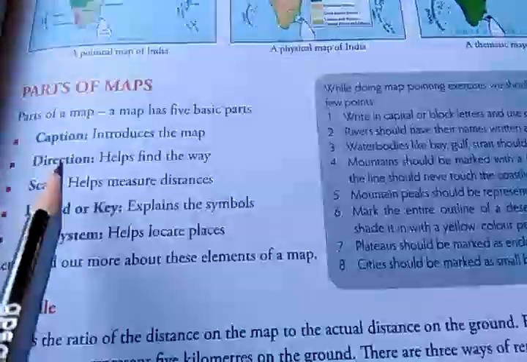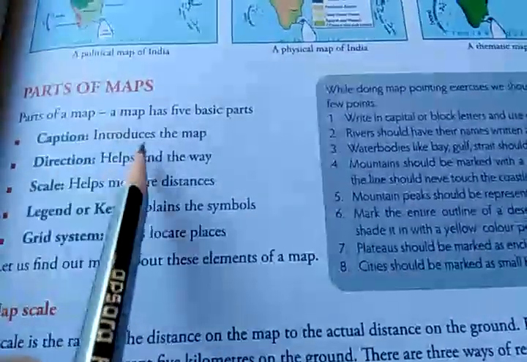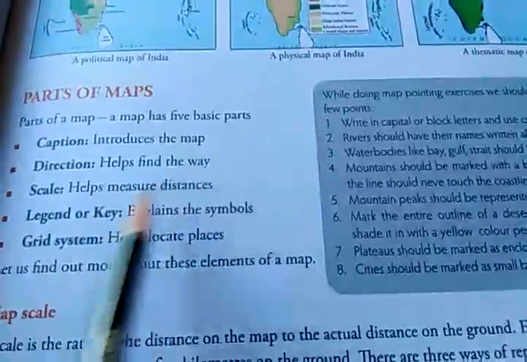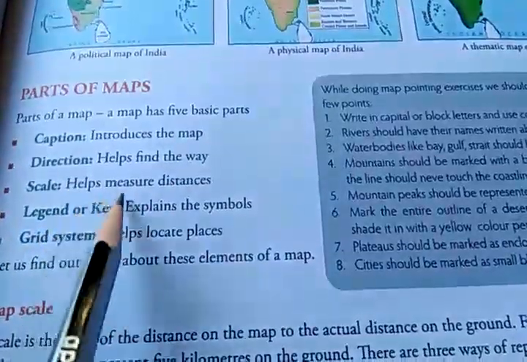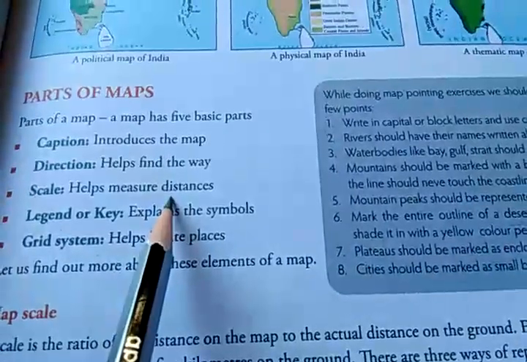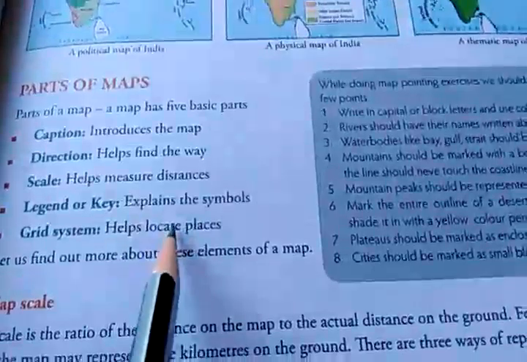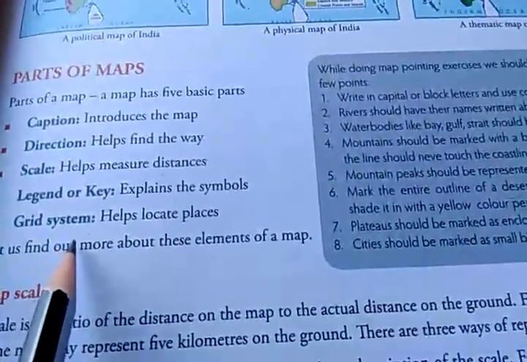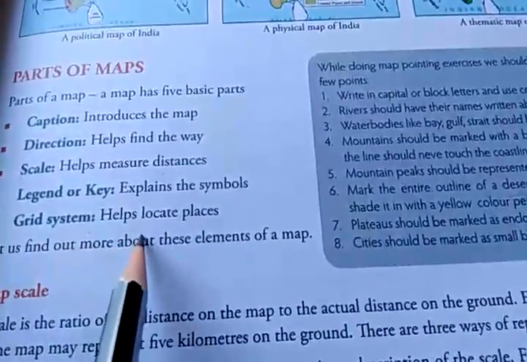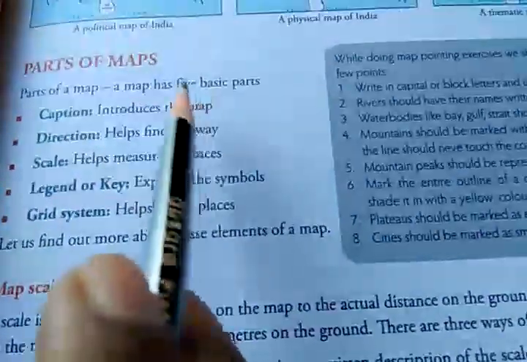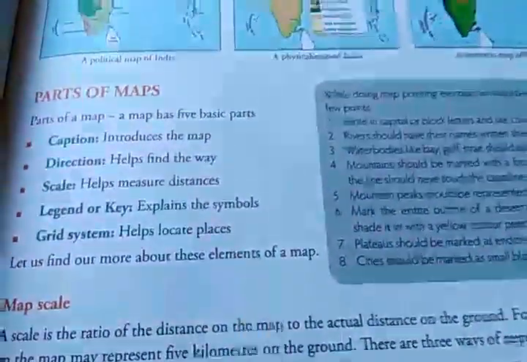And about the introduction, you can write: caption, it introduces the map. Direction, it helps to find the direction north, south, east, west. Scale helps to measure distance. And legend or key explains the symbols that are used in the map. And grid system helps to locate places with the help of latitude and longitude. So this you can write for this question, parts of a map.